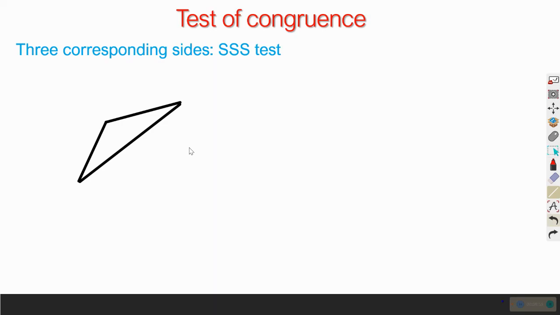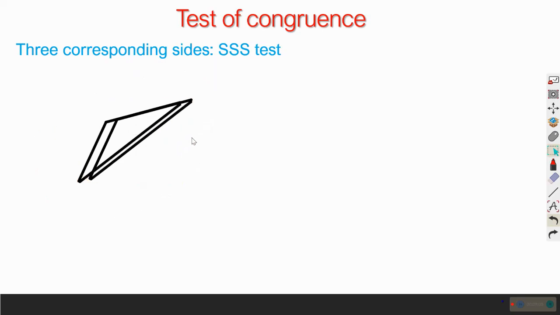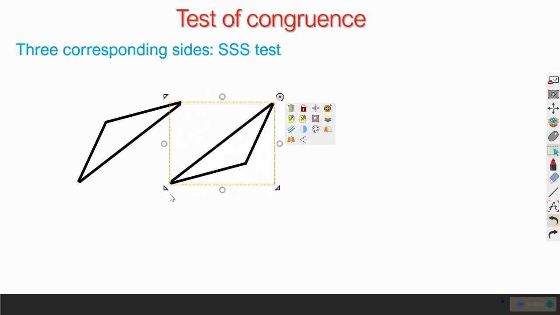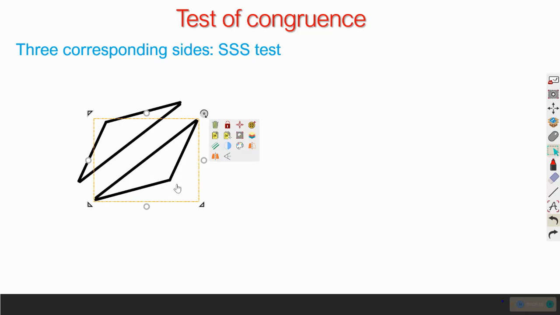To draw that, you should know the angles between the sides. If you know, then only you can draw like that. But I am not going to that. Instead, I can simply digitally copy this and create a copy of this and rotate it like this. And I can say that these two have congruent sides.